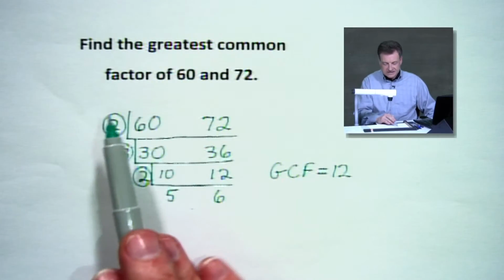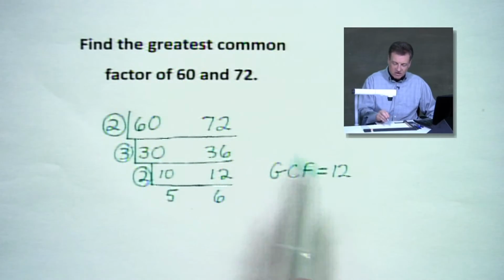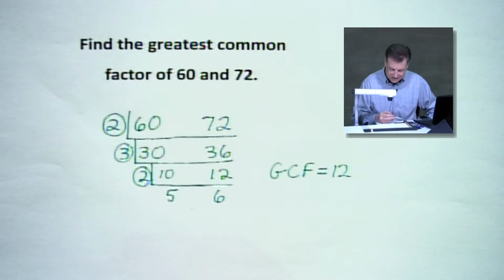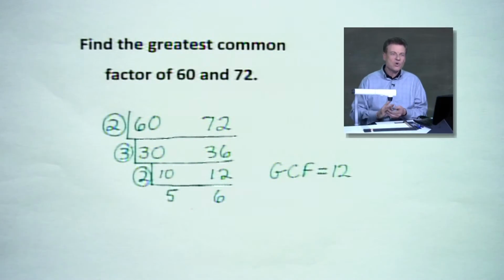And think back about it. 12 will divide into 60. It goes in there 5 times. 12 will also divide into 72, and it goes 6 times. Hey, there it is. Great start today.